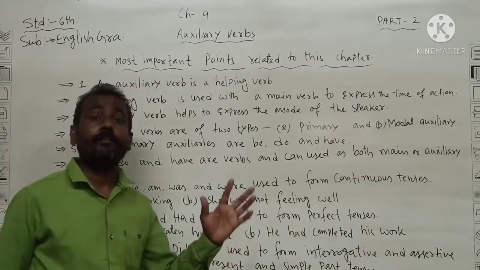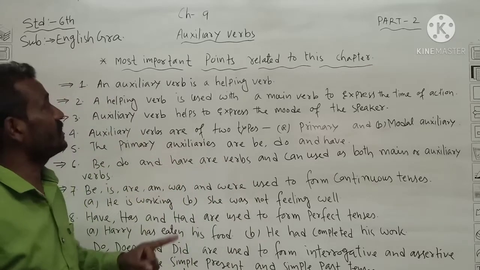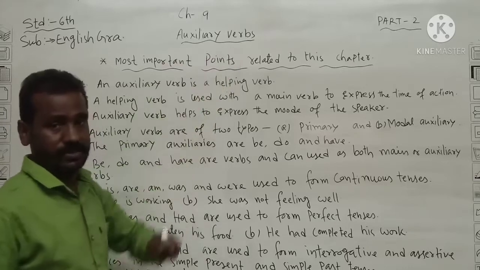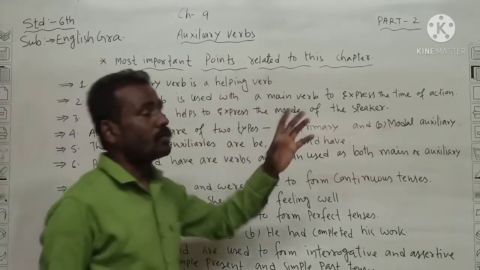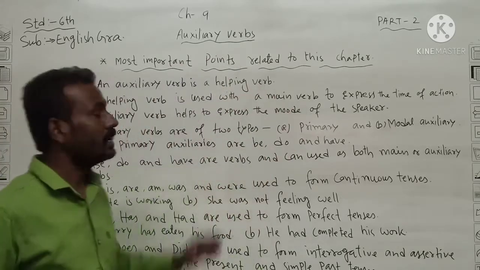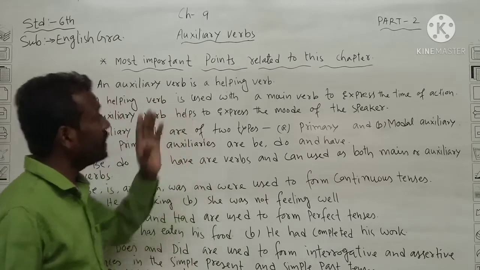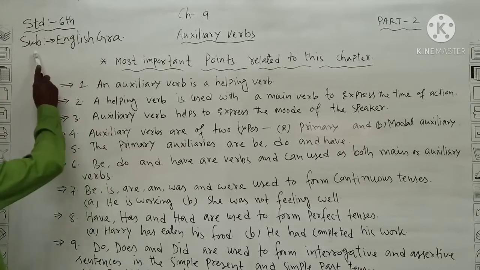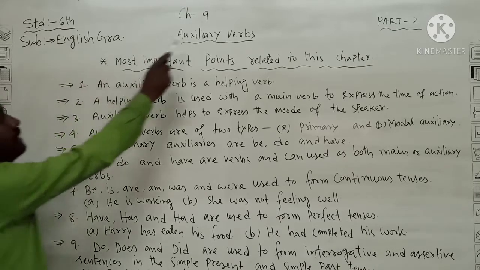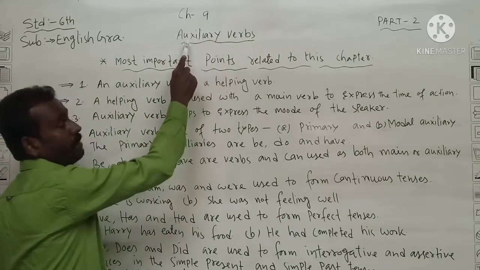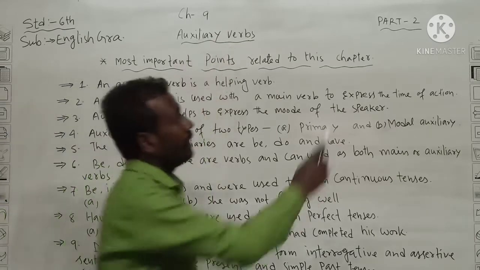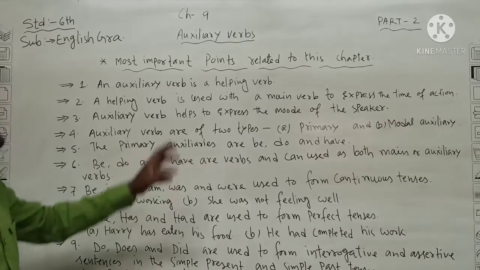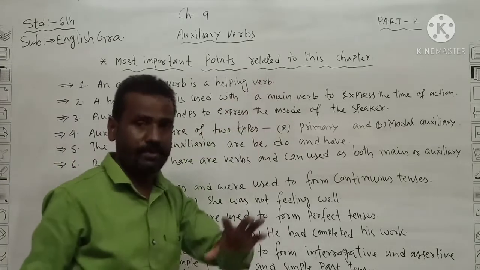In the previous part 1, I discussed the same chapter regarding auxiliary verbs. In part 1 I already explained line wise, but today again I am telling Standard 6 subject English grammar, chapter 9, chapter name is auxiliary verbs. Part 2: here are the most important points related to this chapter.